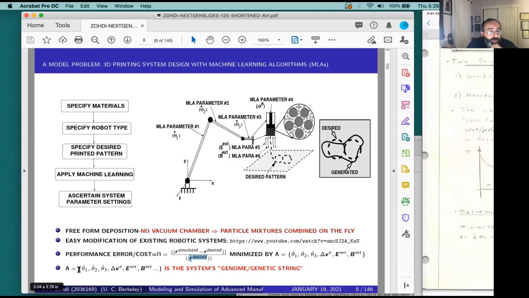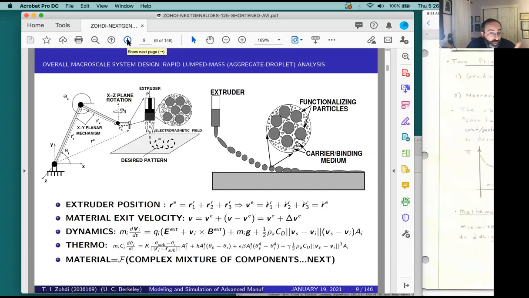The set of parameters are called the genetic string or the genome of the system. The idea is we need to figure out what the best combination of these genomes is to make this robot into a super robot that does exactly what we want, okay?